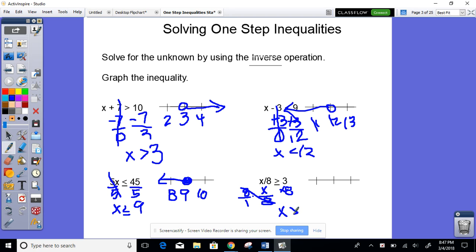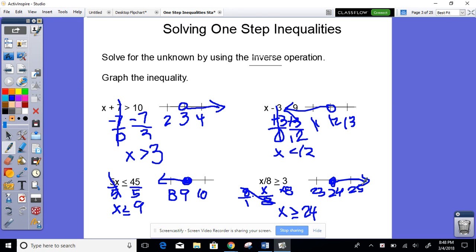That would be 24. So x is greater than or equal to 24. So I'm going to go over here to my inequality. I'm going to write 24, 25, 23. It is greater than or equal to, so it's a closed circle. And I'm going to go to my right.